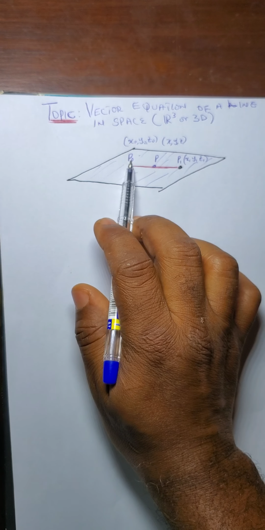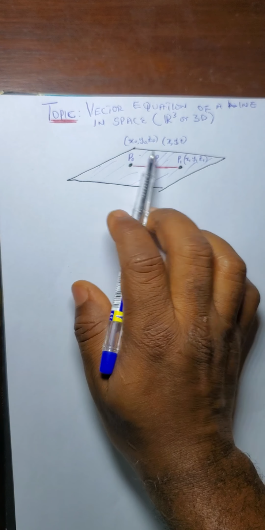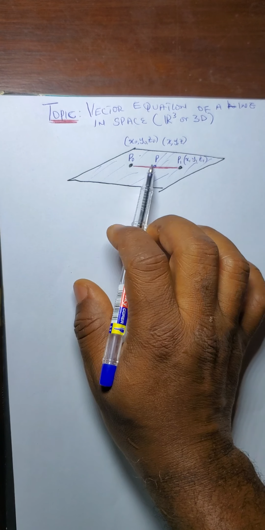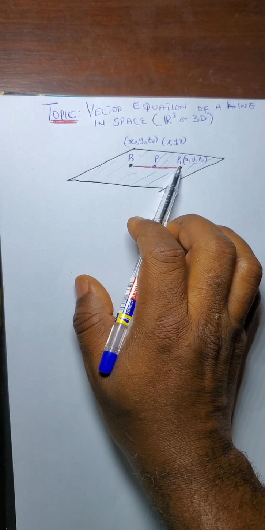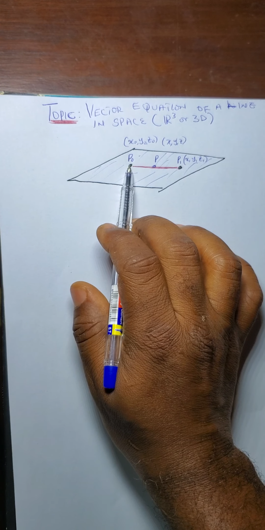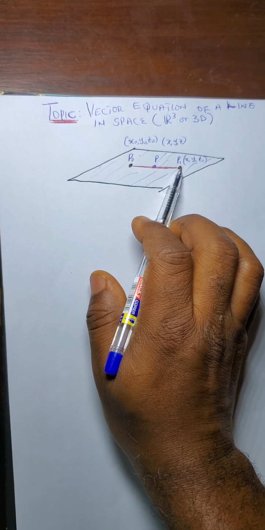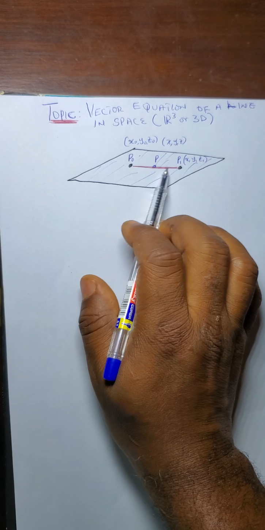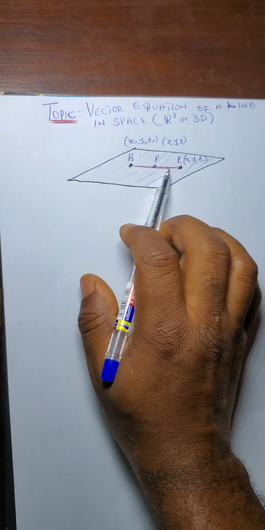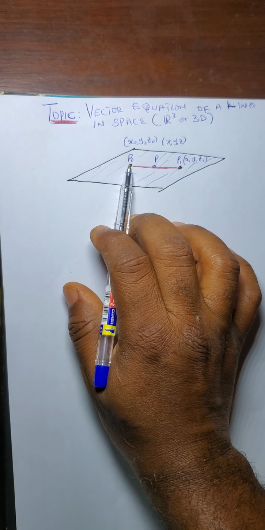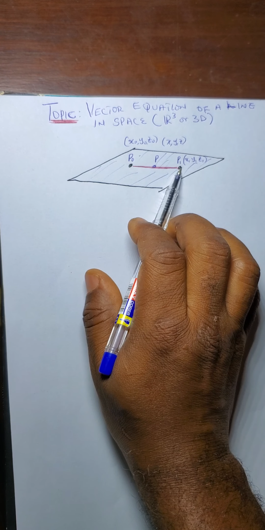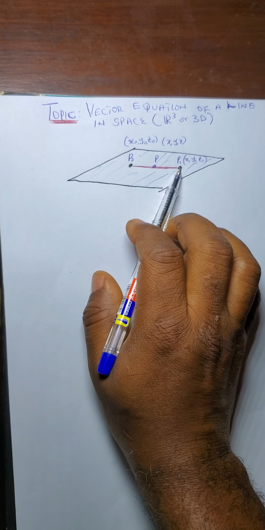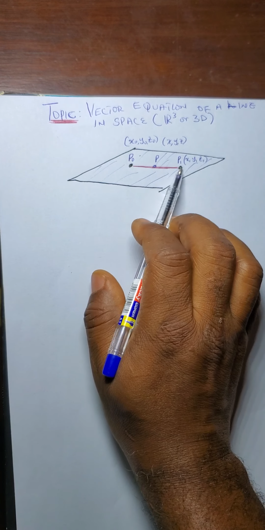Consider this line P0, P1, lying on this particular plane. We want to find the equation of this particular line. Let's say the line passes through points P0 and P1, and there is an arbitrary point P taken anywhere on this straight line. Now, we want to describe the location of points P0, P, and P1 using what is called the position vector of each of these points.